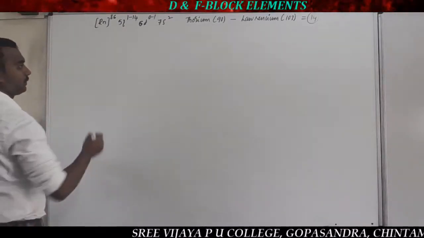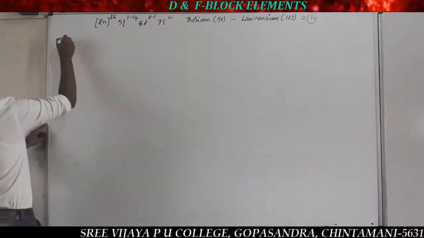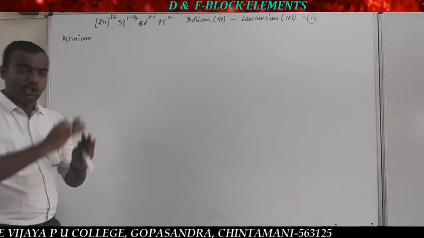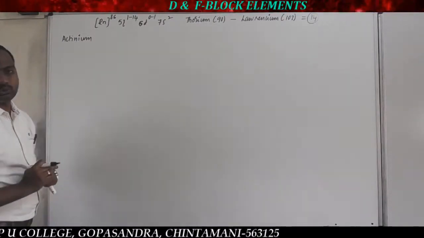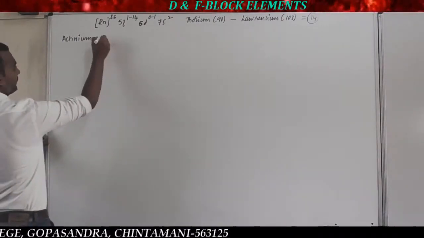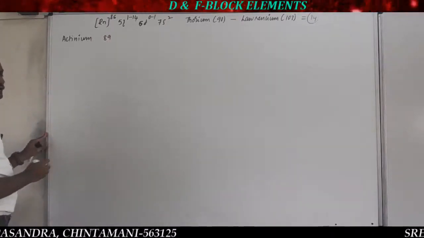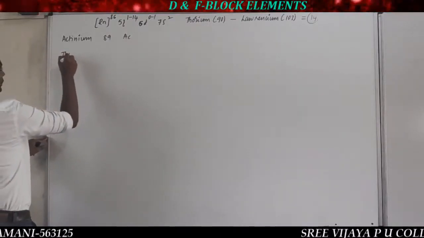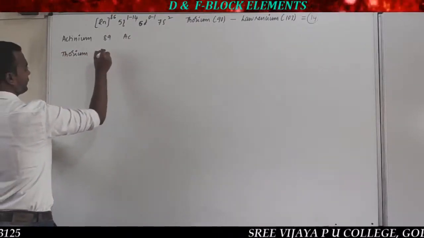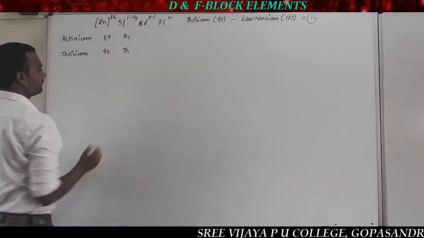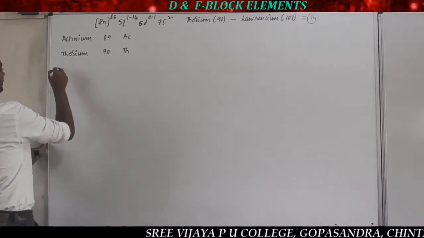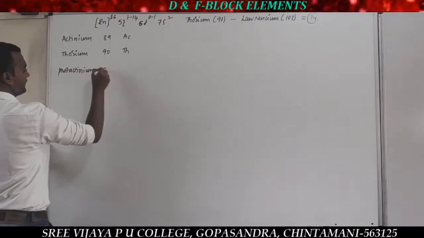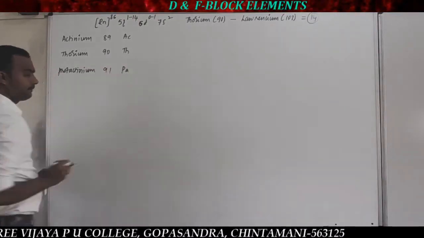Let me start with the first one. First we take actinium. Remember, this is not an actinide, this is a d-block element. The elements that come after actinium are called actinides. Actinium has atomic number 89, and the symbol is Ac. Next is thorium, atomic number 90, symbol Th. Next is protactinium, atomic number 91, symbol Pa.